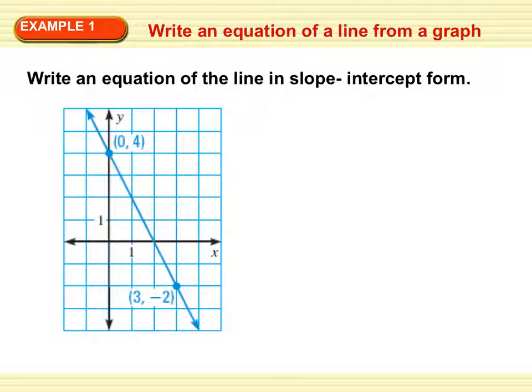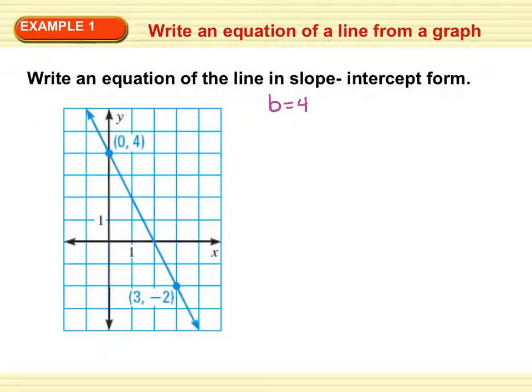Okay, now it says write an equation of the line in slope intercept form. So now you're doing the opposite, okay? You need to figure out what your y-intercept is, and you need to figure out what your slope is. So where's the y-intercept? 4. So b is 4.